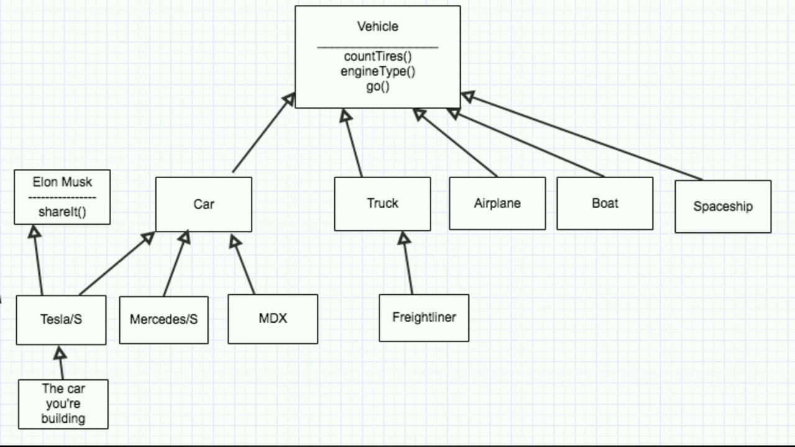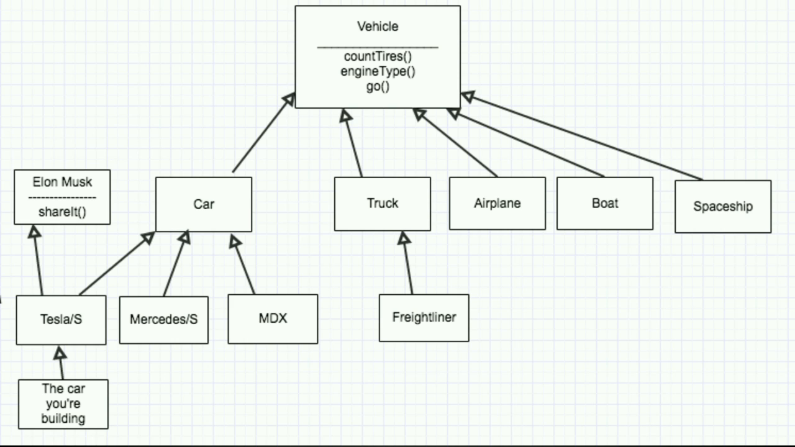So see how I'm talking. I'm talking about things in the abstract and how they could relate to each other and how we can build on them. And that's kind of how you start thinking when you think about objects. So then we've got car, which breaks down. And note that we have some namespace stuff going on with Tesla and Mercedes S. And that's a key part of the namespacing within PHP and Drupal.